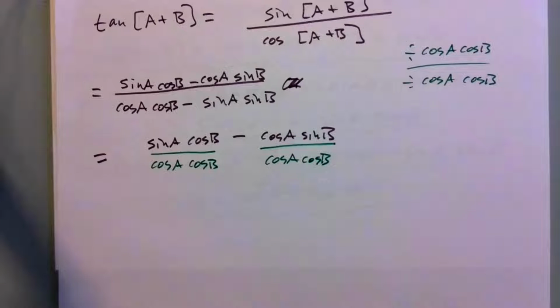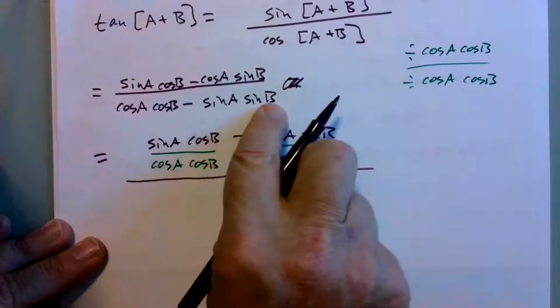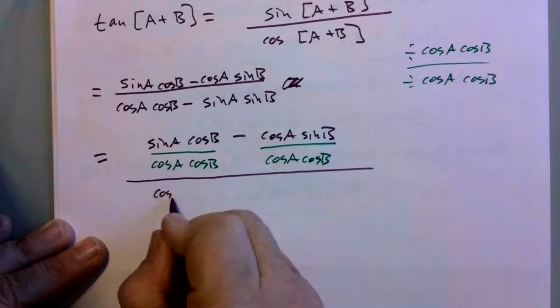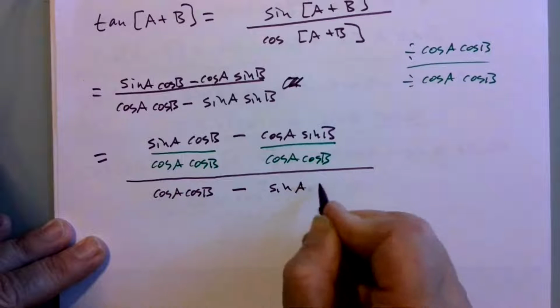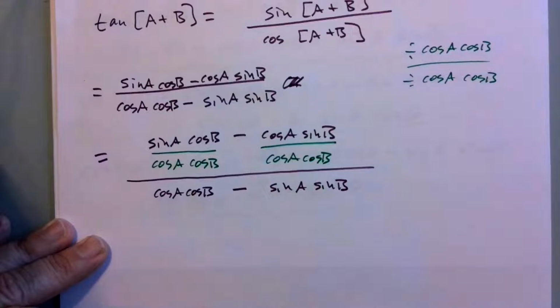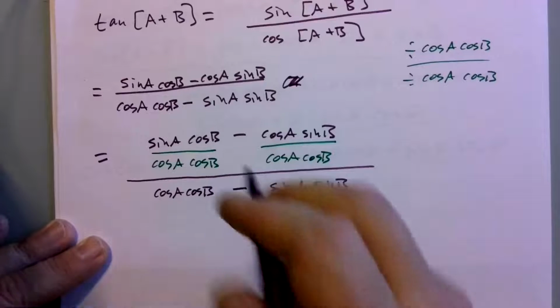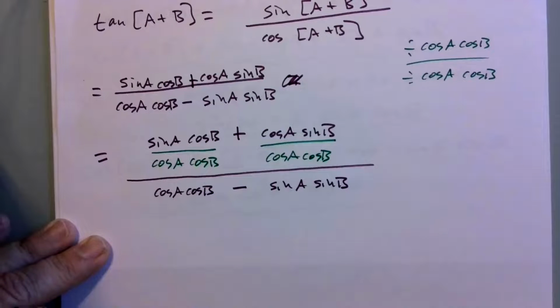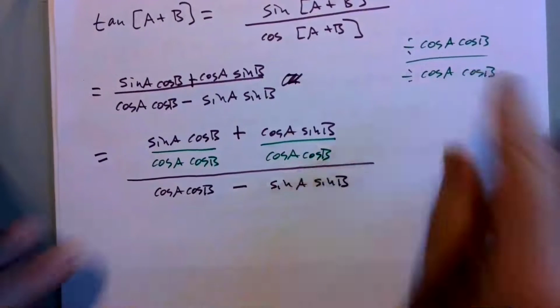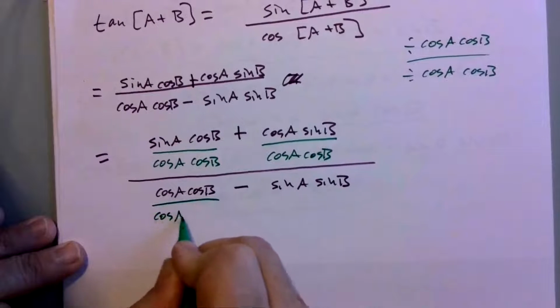And then what are we going to do? All over cos a cos b minus sine a sine b. And you can see my goal is to do what? Oh, you're telling me I made a mistake? Thank you, friends, in comments. Indeed, I made a mistake. That should be plus, so I appreciate that. Again, we're going to divide the bottom by cos a cos b, so let's do that. Divide the bottom by cos a cos b.